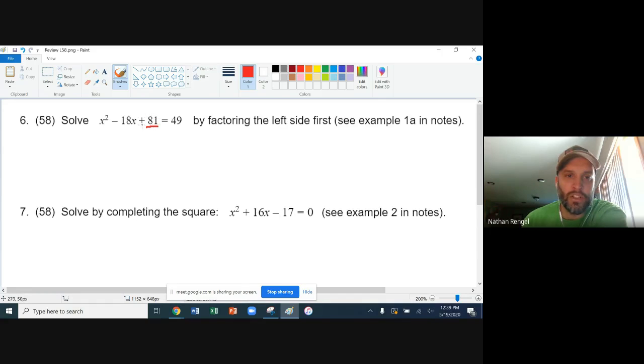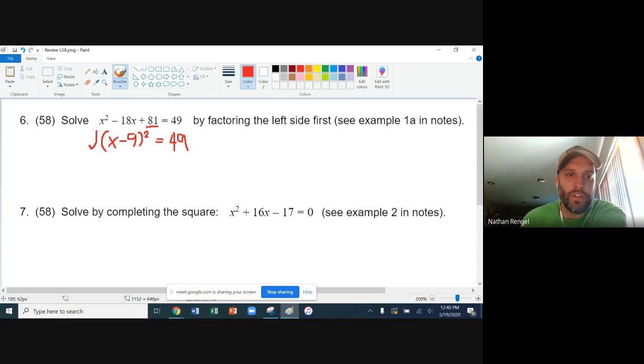You need to try to multiply to 81, and then at the same time you're going to try to add to negative 18. So if we're trying to multiply to 81, add to negative 18, that's going to have to be negative 9, negative 9. So we're going to factor this left side. It's going to factor into x minus 9, which we're going to rewrite as x minus 9 squared. And that's going to equal 49.